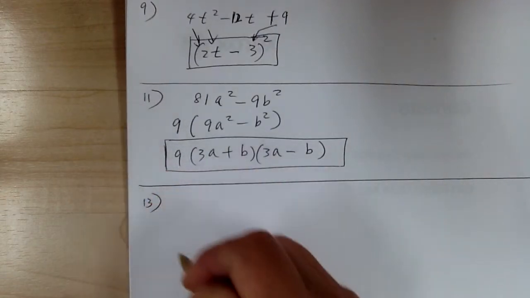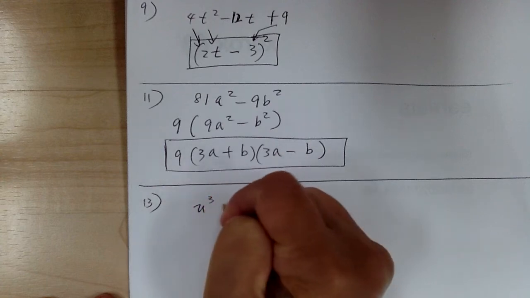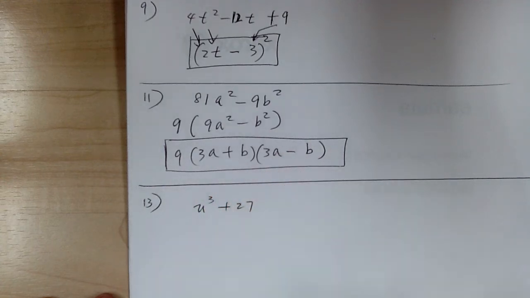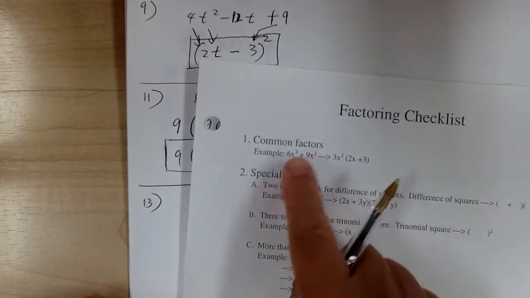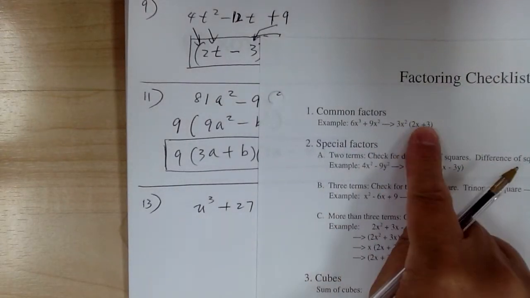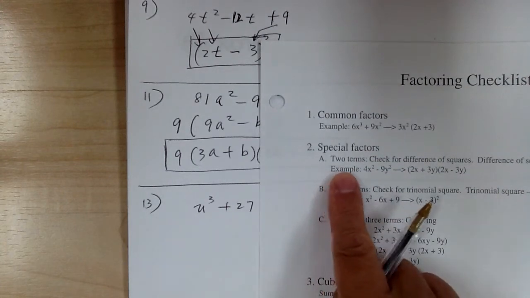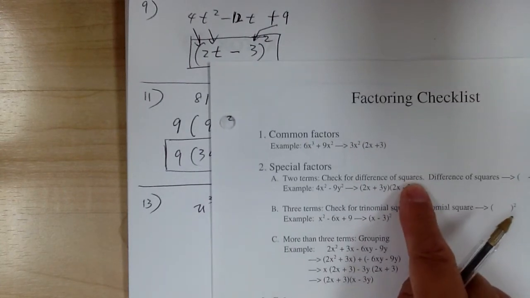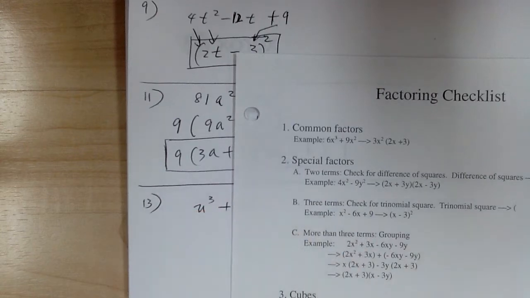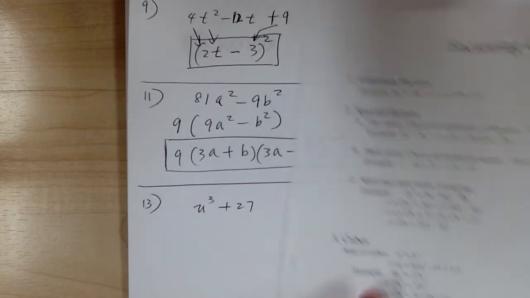Okay, let's go to 13. You have u cubed plus 27. So go through the steps. This is very obvious, but go through the steps very quickly. Step 1, common factor. I cannot, right? So step 2, difference of squares. Now this is for squares, right? This is a cube. So right away you know that it's going to be this one. So it's going to be the sum of cubes.